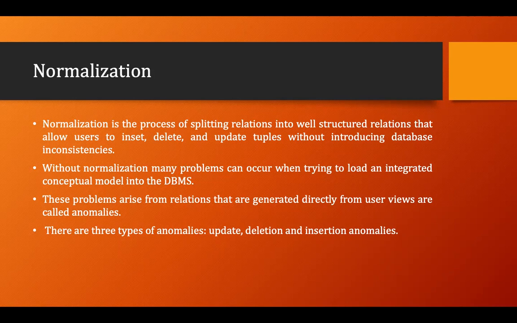And there is also a reason why we do normalization. We do the normalization process so that we can insert, delete, and update the tuples. Tuples means rows in a table, or rows in a relation. So we can insert, delete, or update a tuple without introducing inconsistency into the database. We don't want my database to go into an inconsistent state, so for that we'll use the normalization process.